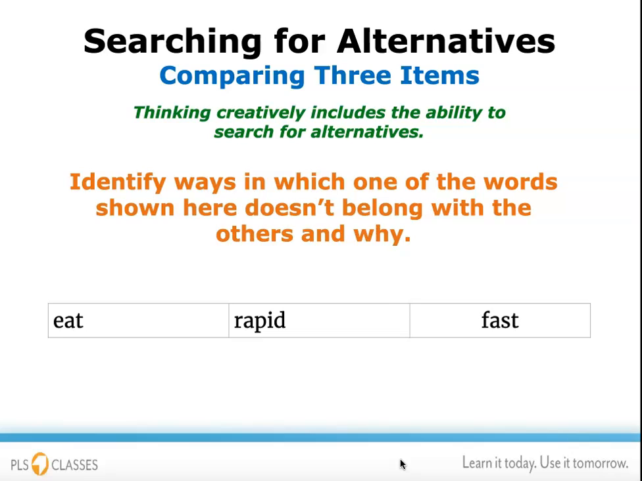Eat because the others are synonyms. Rapid because it has two consonants. Fast because it has only one vowel. This strategy could be used if you were teaching multiple meaning words, vowels, syllables, or vocabulary.